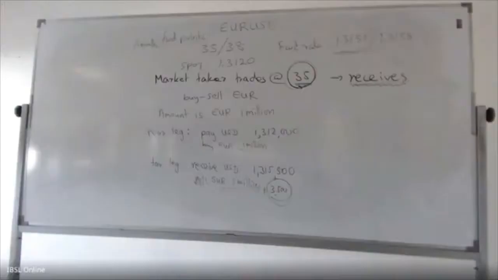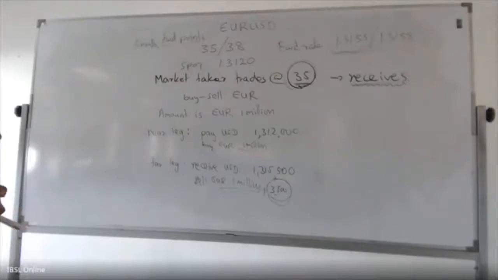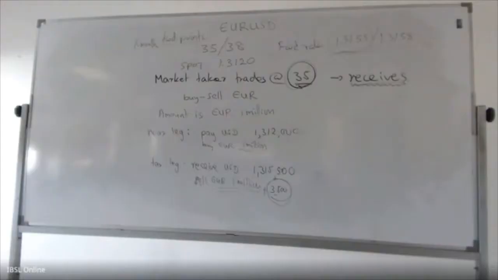Excuse me, can you explain this example again? Which part? This far leg part? Far leg part. Okay. What do you do in the far leg? Far leg, you receive USD. Why do we receive USD? Because we sell euro.